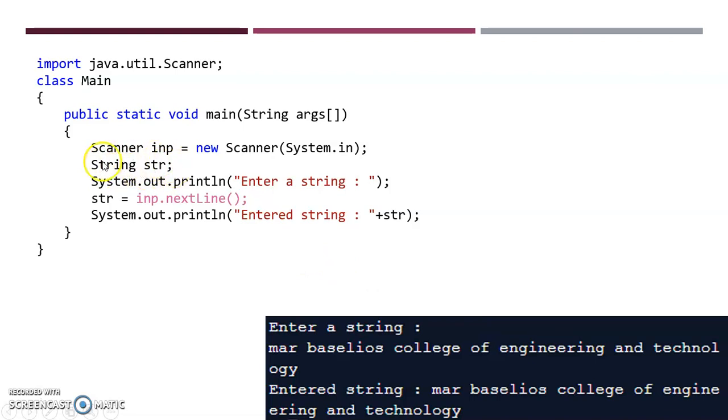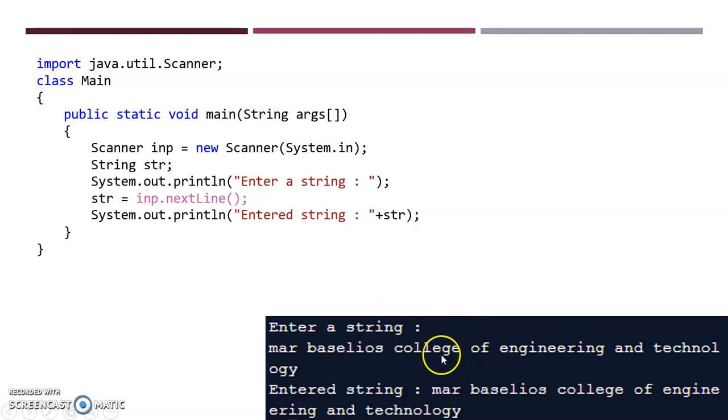This is the format of declaring a string. You have to use the keyword String. Remember, the S of the word String should be in caps. String str means I am declaring the variable str as type string, and I am giving a message to the user that he has to enter the string. After executing this line, I get the message "enter a string" in the console.